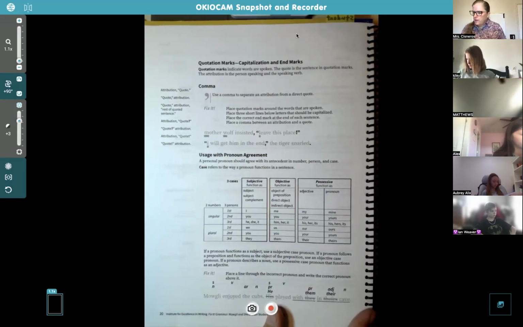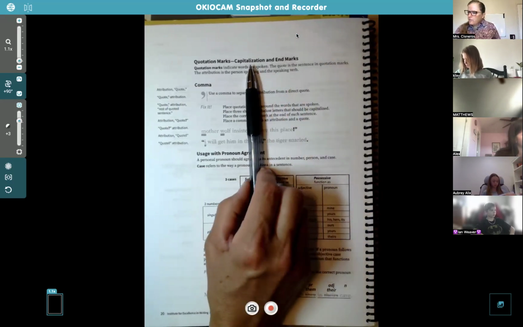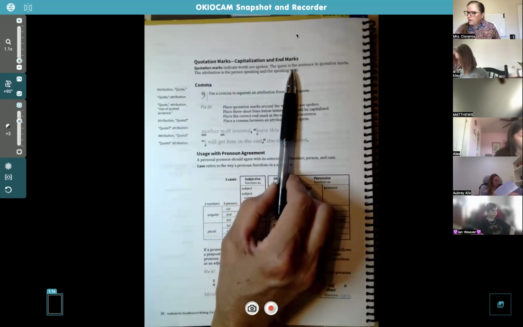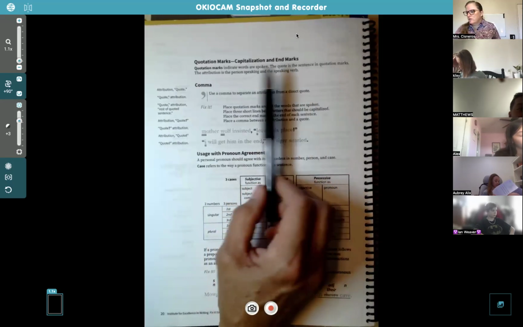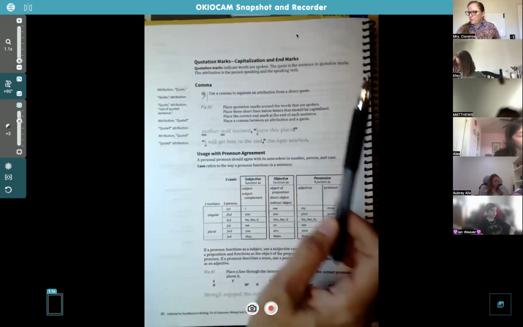Page 20, we're talking about quotation marks. That's when we have characters that are speaking, and capitalization and end marks. So they indicate words that are spoken. The quote is the sentence in the quotation marks. The attribution is the person speaking and the speaking verb.